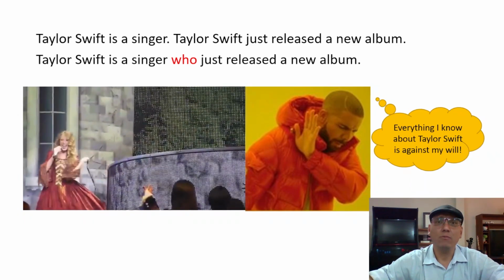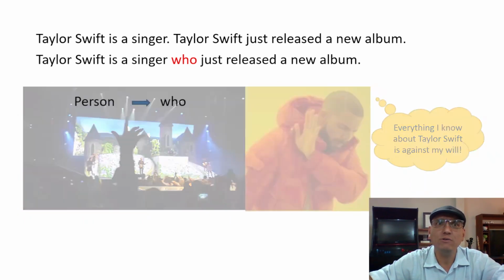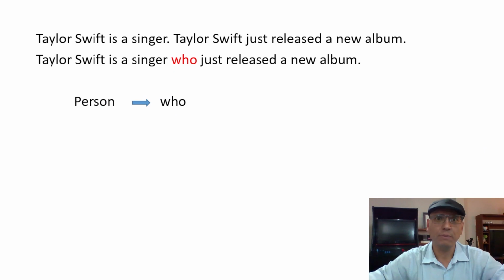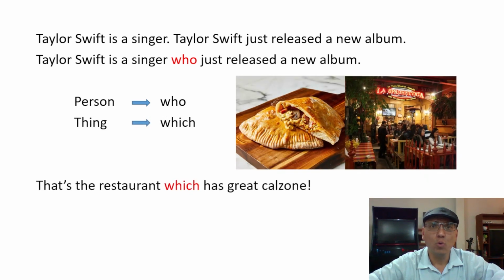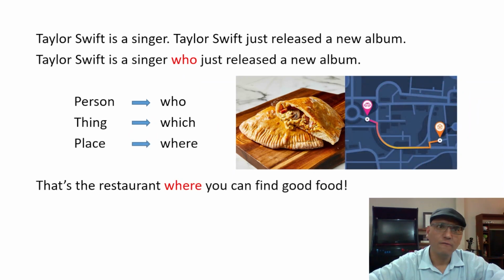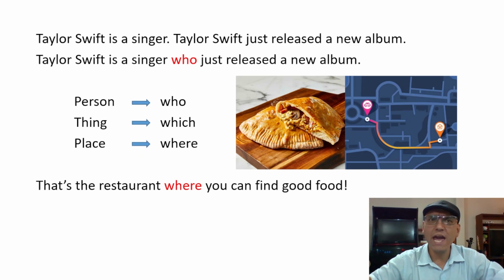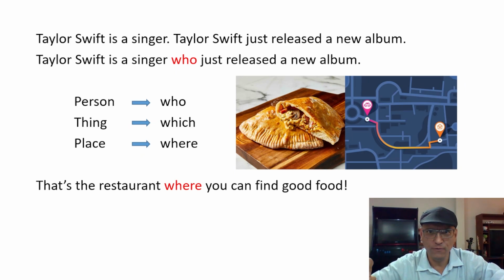Now, the thing is that Taylor Swift is a person, so we can use the word who for people. Okay, so if we're talking about a thing, then we can use the word which. For example, that's the restaurant which has great calzone. It's not calzone, it's calzone. Okay, now we also can use the word where for places. For example, that's the restaurant where you can find good food.